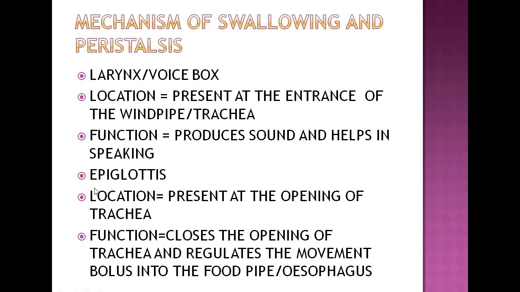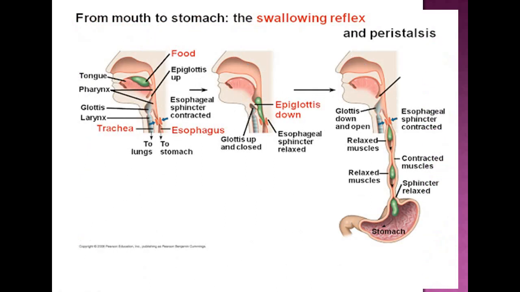Then another important structure of the digestive system is the epiglottis. Epi means above, and glottis is the part of the windpipe. So the epiglottis is present at the opening of the trachea. Function of the epiglottis is that it closes the opening of the trachea and regulates the movement of bolus into the food pipe, or the esophagus. Here this purple colored small structure is the epiglottis. This region of the trachea is known as glottis. So a flap-like structure present above the glottis is known as epiglottis.